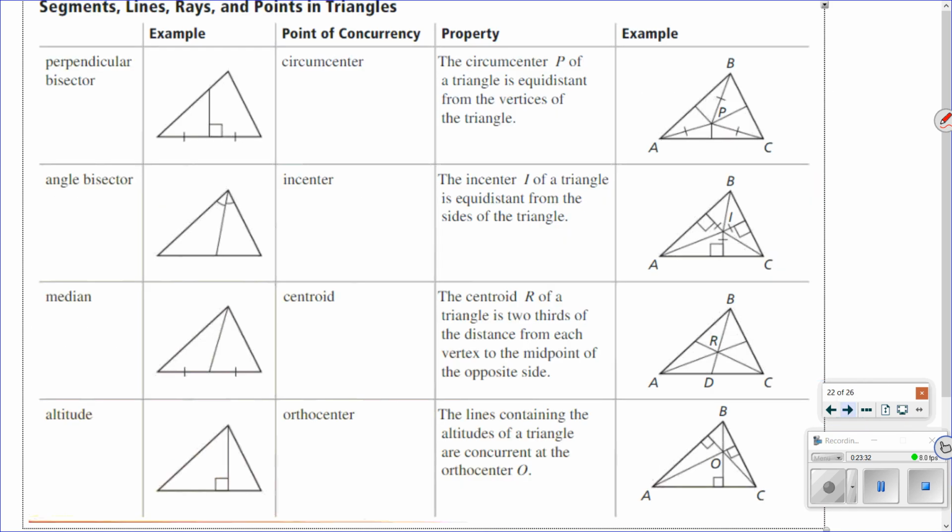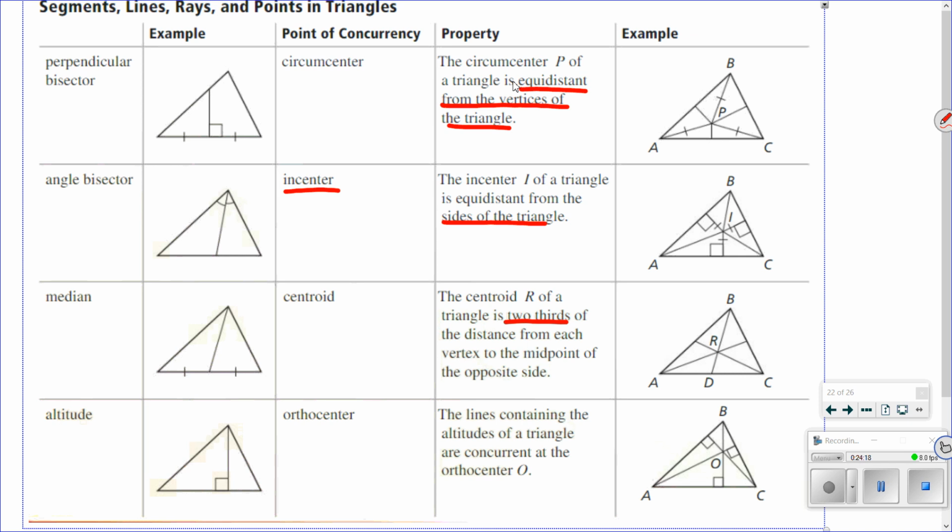So just to finish things off, here's a summary of all the different things we've done so far. If I draw all the perpendicular bisectors, that forms the circumcenter. That point is equal distance from all the vertices of the triangle. If you do all the angle bisectors, it forms the incenter, and it is equal distance from all the sides of the triangle. If I draw all the medians, it forms a centroid, and the centroid forms those ratios, the 2/3, the distance from each of the vertices.